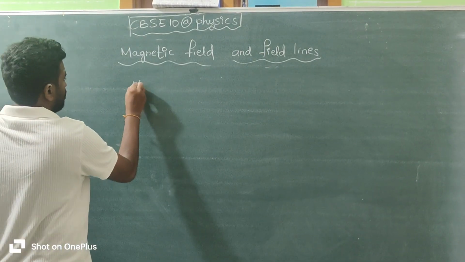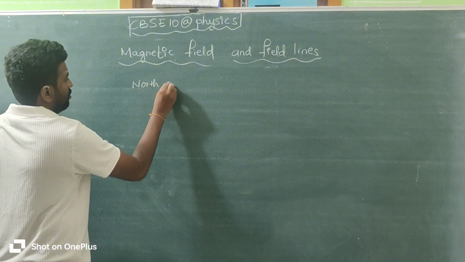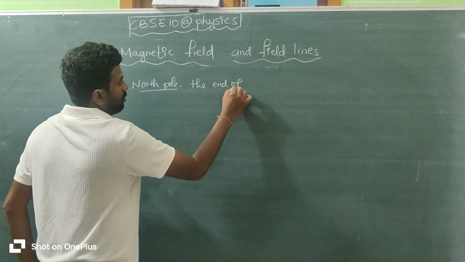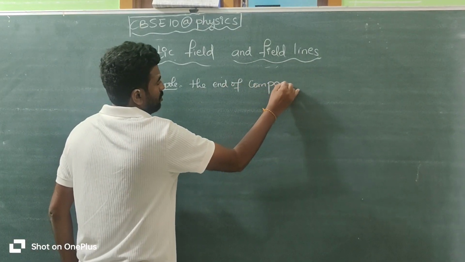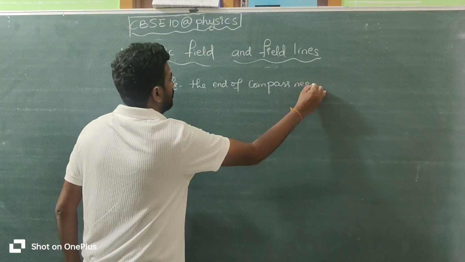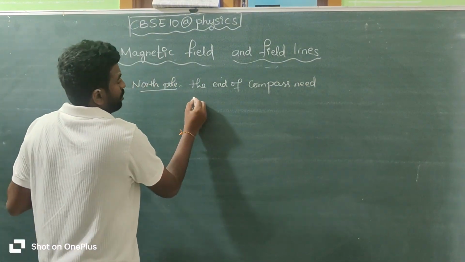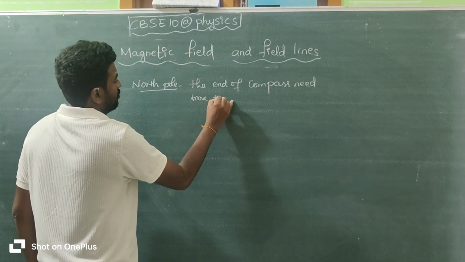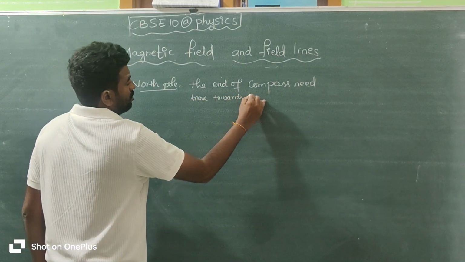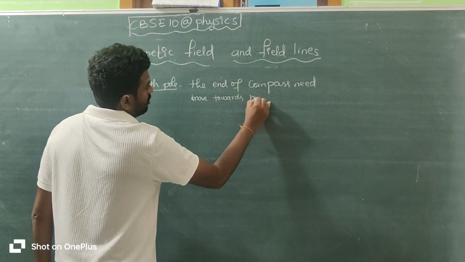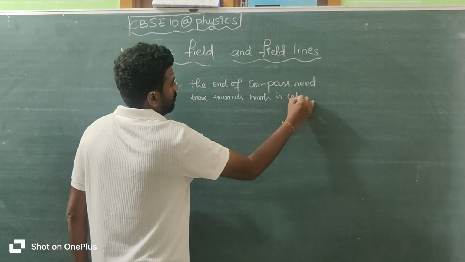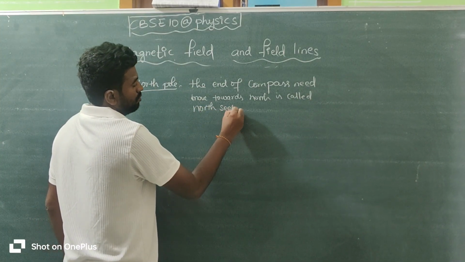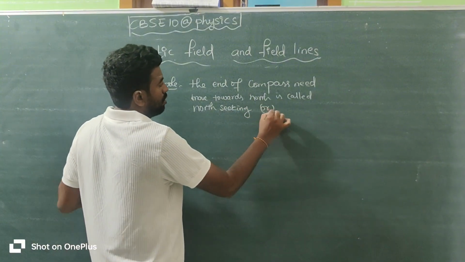Next, we define the north pole. The end of the compass needle that moves towards north is called the north seeking pole, or north pole.